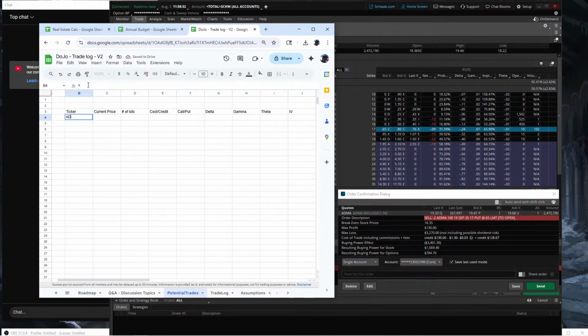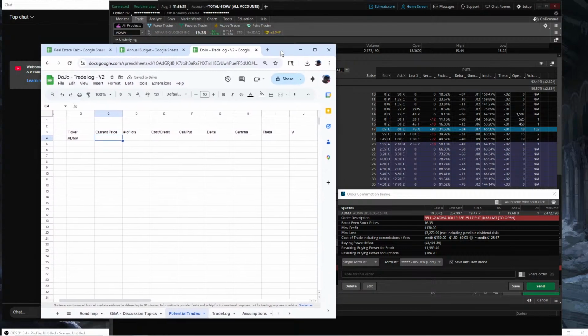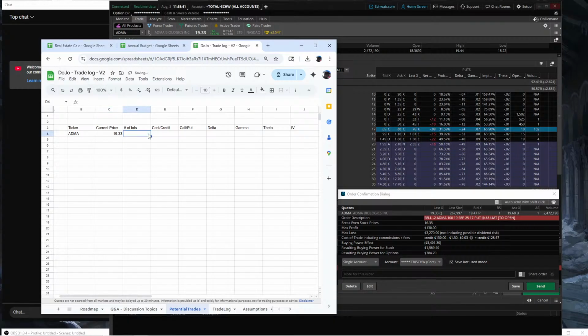So ticker we're looking at is ADMA. Current price is 19.33. Number of lots we go 2. Cost credit would be 128.67. Would be a put. So we're going short put here. Delta is negative. Gamma is 0.7. Theta is 0.1, and the IV is 65.9, 66, whatever you want to call it. Straighten these up and out. Do all of that. Bang, bang, boom.